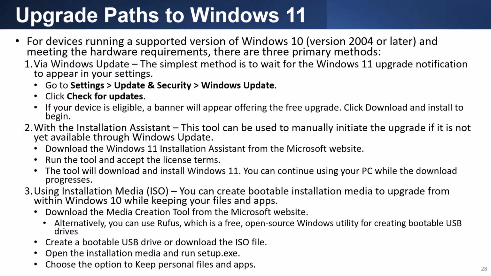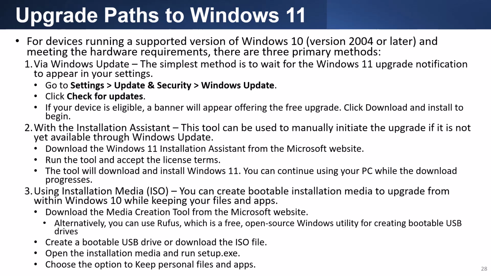With the Installation Assistant, this tool can be used to manually initiate the upgrade if it's not yet available through Windows Update. Download the Windows 11 Installation Assistant from the Microsoft website, run the tool, and accept the license terms. The tool will download and install Windows 11, and you can continue using your PC while the download progresses.